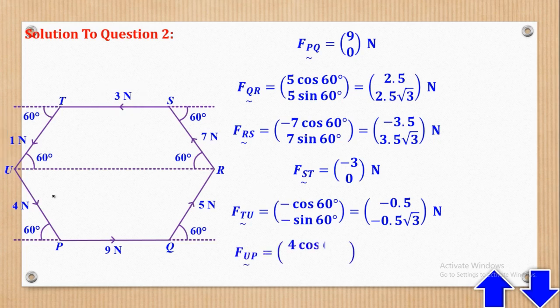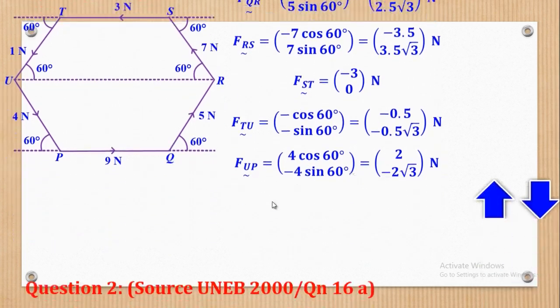And lastly is the 4 Newton force. For the 4 Newton force, horizontally it is to the left, sorry, to the right, which is positive, and vertically it is downwards, which is negative. So that is why the horizontal component is positive and the vertical component is negative. So that is what they wanted in the part of expressing the forces in vector form.